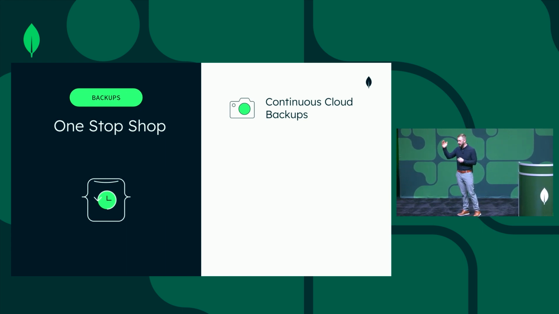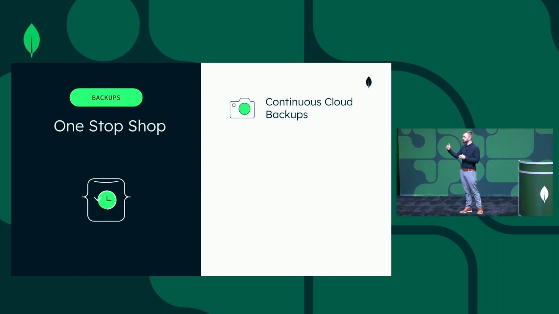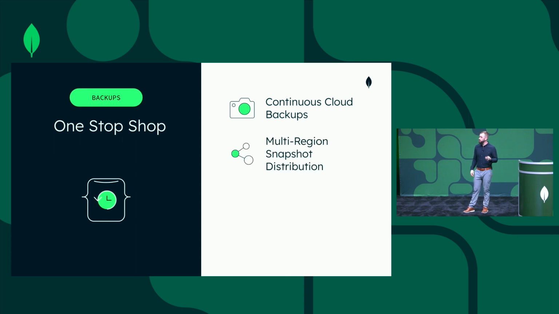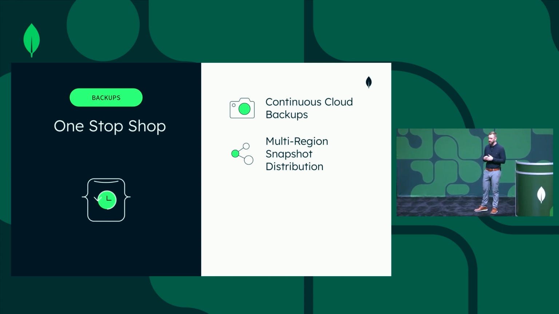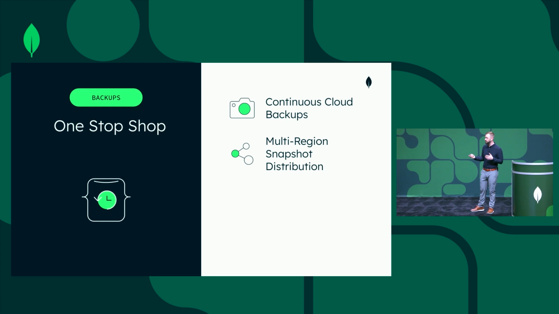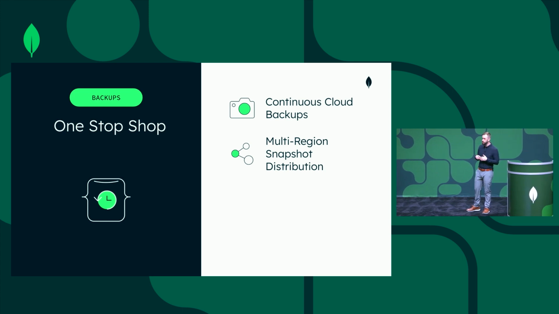So if you know the time that maybe a human accidentally deleted some data and you need to get back to that, you can go right to the timestamp of that event. You can also, in prevention of that kind of multi-region and maybe catastrophic failure, copy your backups with multi-region snapshot distribution to multiple cloud areas. So basically any cloud area that's offered within your cloud provider in Atlas, you can choose to copy your backups over there.